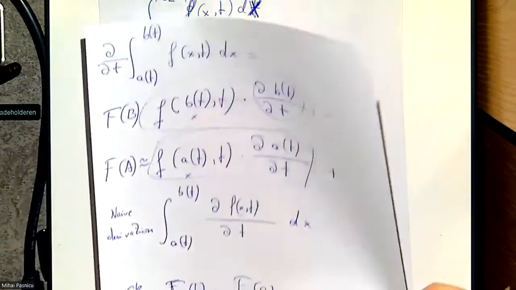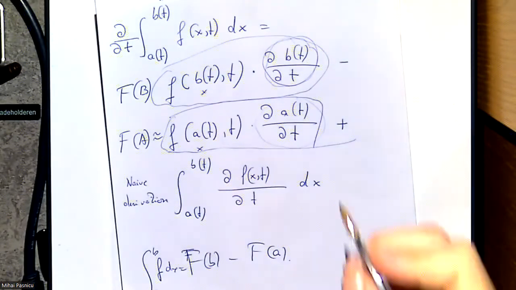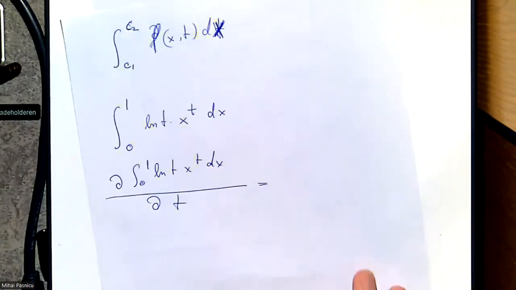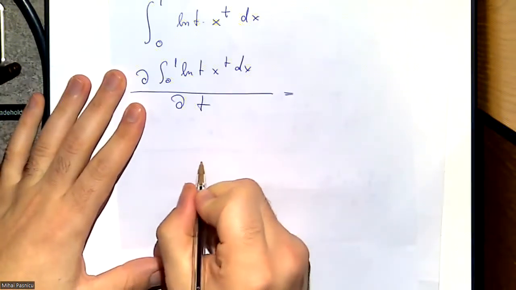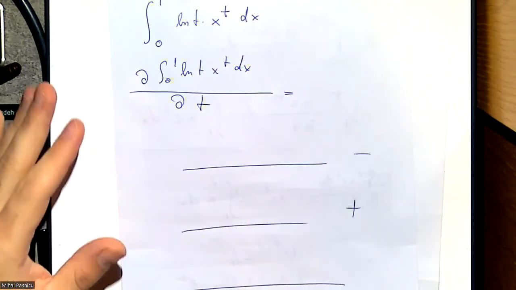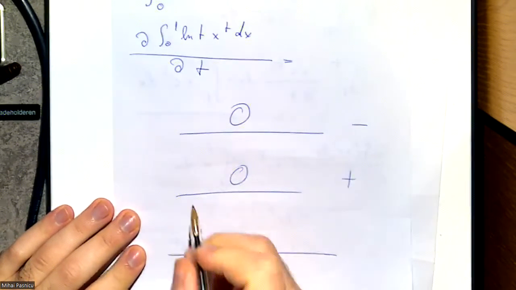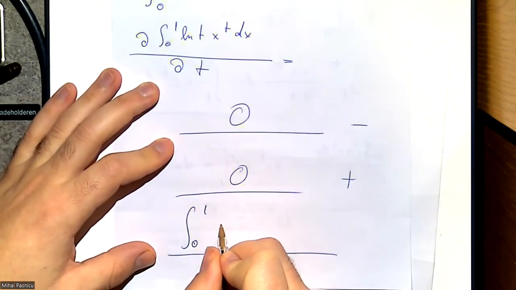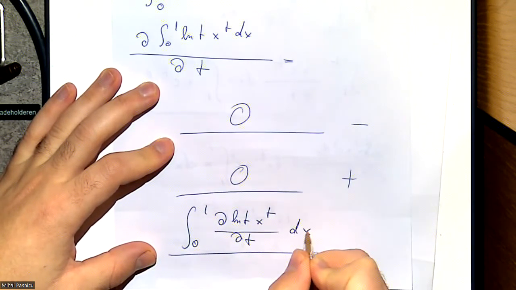if you look at the formula here, again, have in mind the formula. I have this derivative b of t. This in my case is going to be 0 because this is a constant. 1 and 0 are constant, and the same applies for this one. So my answer is actually going to be pretty simple. I'm going to get, remember, three terms: minus, plus the last term. In my case, I'm just going to get 0 minus 0 plus just the integral of what's inside. So plus the integral from 0 to 1 of the derivative of log of t x t with respect to t dx.